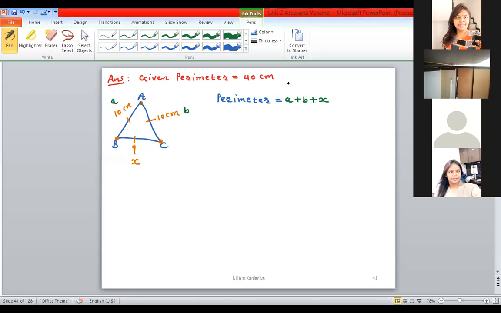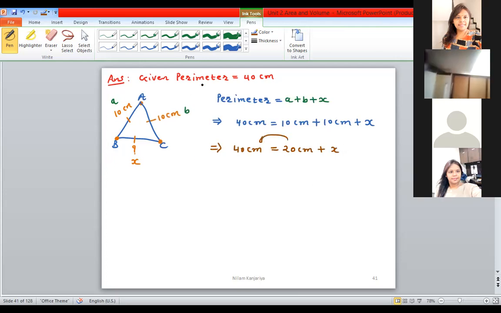First of all, write the perimeter. Perimeter is given, 40 centimeter. A means 10 centimeter, B is 10 centimeter, and I want to find the third side. It's BC. We suppose it is X. So let's move on. This is 40 as it is. 10 plus 10, 20 centimeter, plus X centimeter.